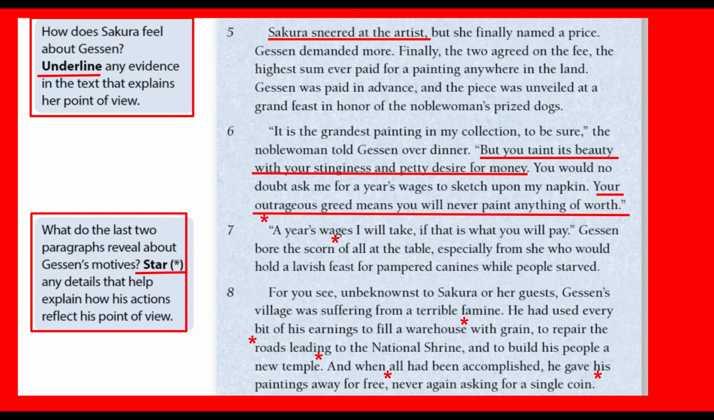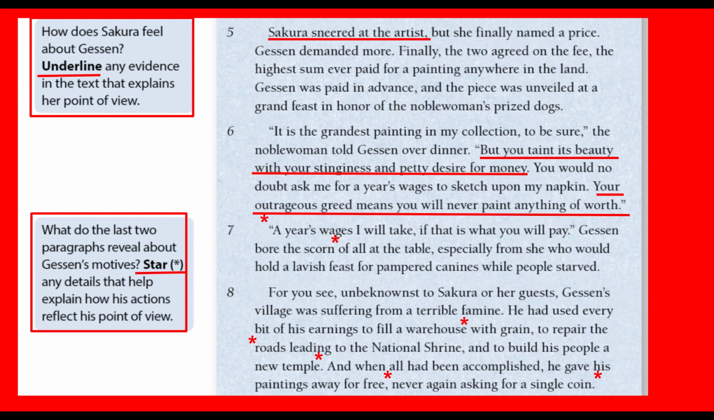So, do you think if Sakura had known all that, maybe she would have called him petty and stingy and greedy? It's a good question. I want to say, probably not, right? So Sakura has one way of looking at the situation that she's in. Jeshen has a totally different viewpoint, right? Sakura does not know Jeshen's motives, and what he is doing with the money he earns from his paintings.